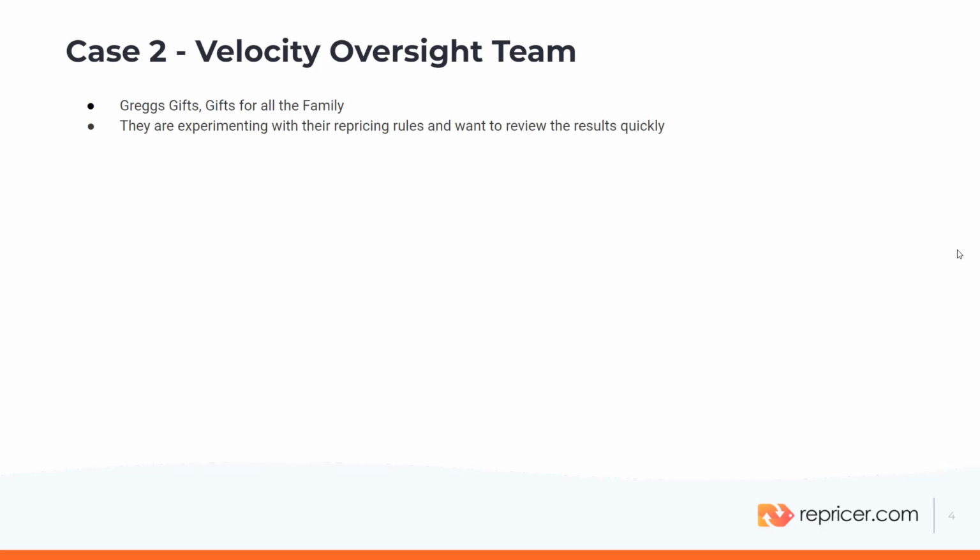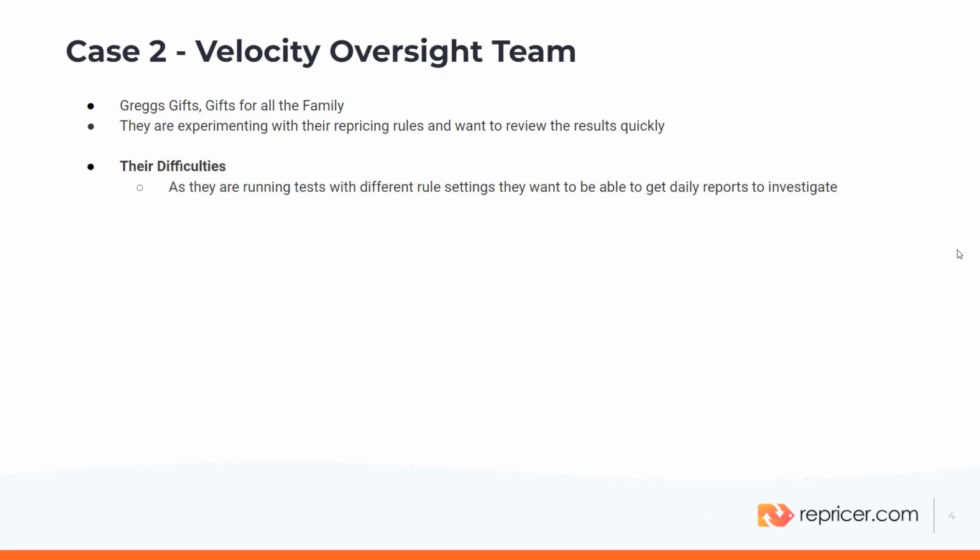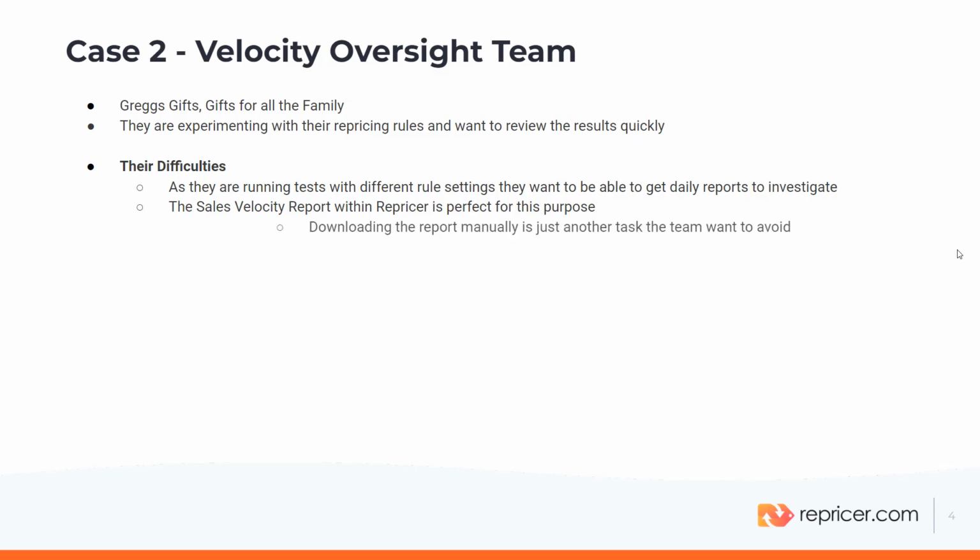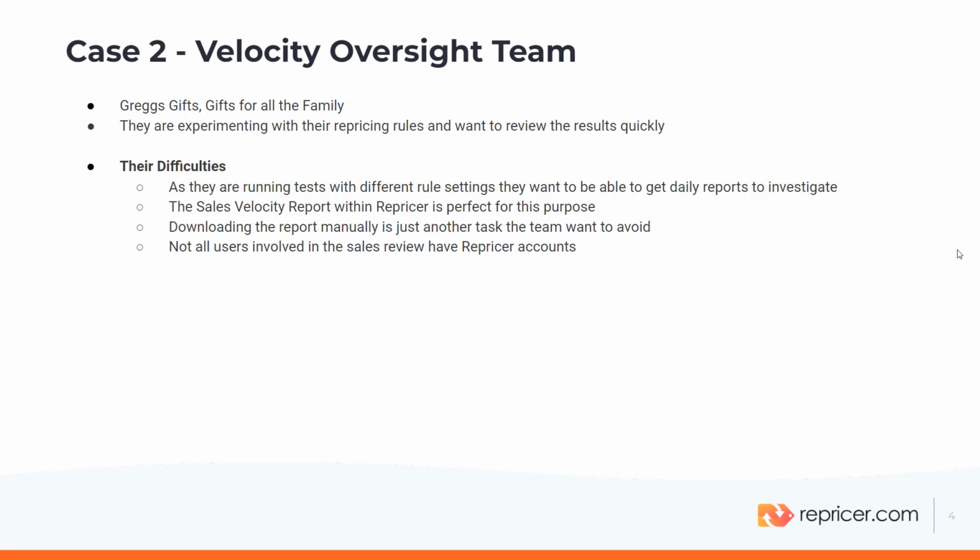So let's consider our second example, Greg's Gifts. They're experimenting with many different types of repricing rules on a daily basis. The difficulty they're having is that they're trying to compare the effectiveness of each rule whenever they make the changes. In order to do this, they're using the sales velocity report within Repricer.com. Downloading the report, however, on a daily basis is just another task that the team's trying to avoid. And on top of that, not all members of the team actually have Repricer accounts. This means that the team members who do have access to Repricer are the ones who constantly have to log in and download the file.